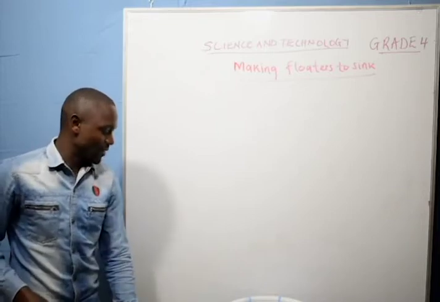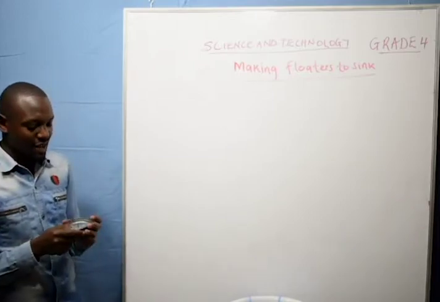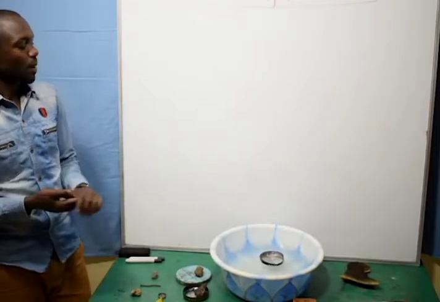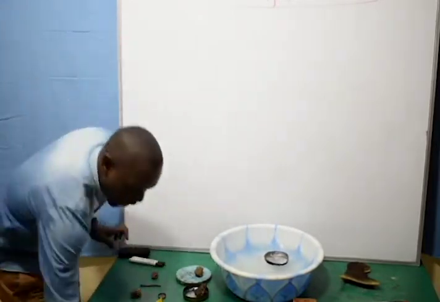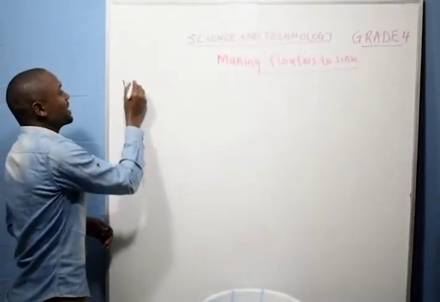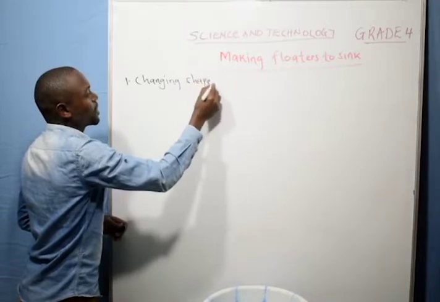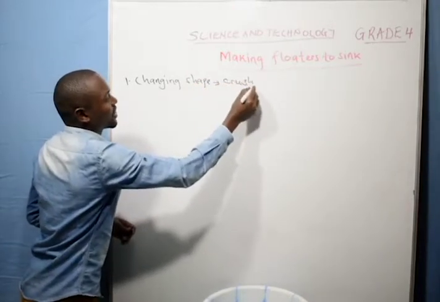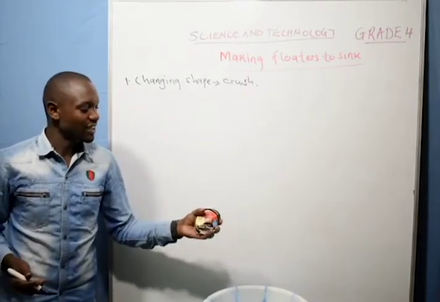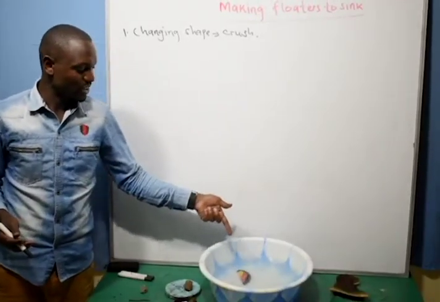Yes. This is a tin. When placed on water, it is going to float. How can we make that tin sink? By changing its shape. One way of making floaters sink is by changing the shape. How do we change the shape? We crush the material. For example, this tin, we can change its shape this way. So when we place it on water, it is going to sink.